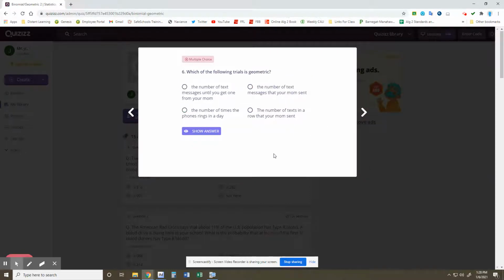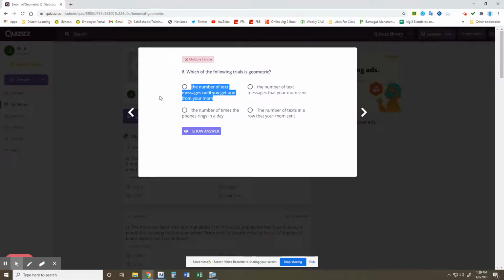Number 6. Which of the following trials is geometric? Now, before I even read any of them, what I've described to you about being geometric is that they're looking for a first success. One at a time. The number of text messages until you get one from your mom. Okay. The number of text messages that your mom sent. The number of times the phone rings in a day. The number of texts in a row that your mom sent. It's got to be this one.